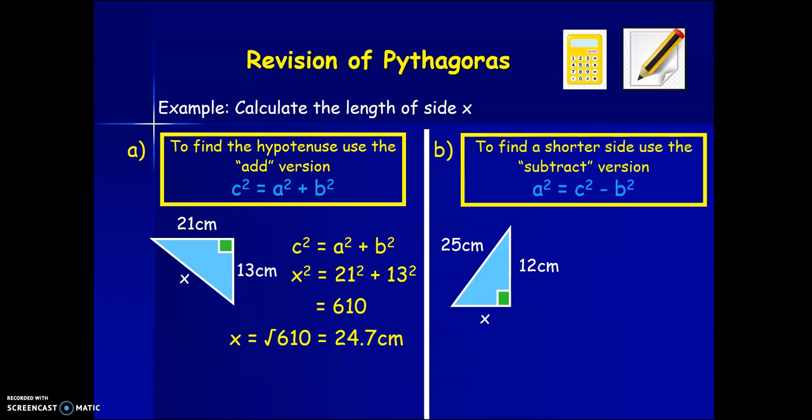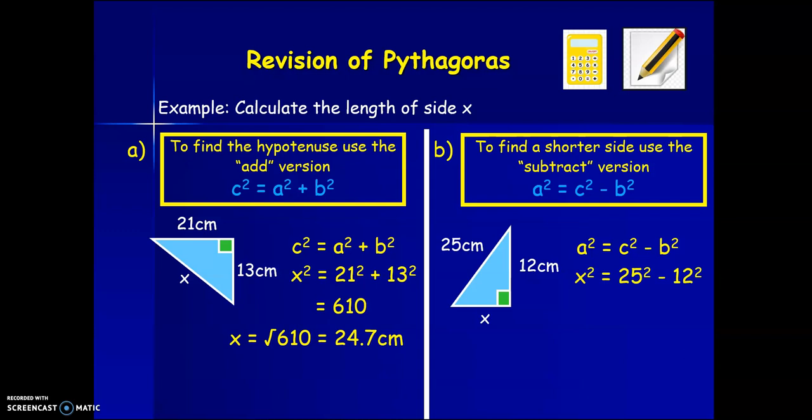For example B, we have a triangle, but this time x is on one of the shorter sides. We can see we already have a 25 opposite the right angle, so the hypotenuse here is 25. So we have to use the subtract version. So our formula this time is a squared equals c squared minus b squared.